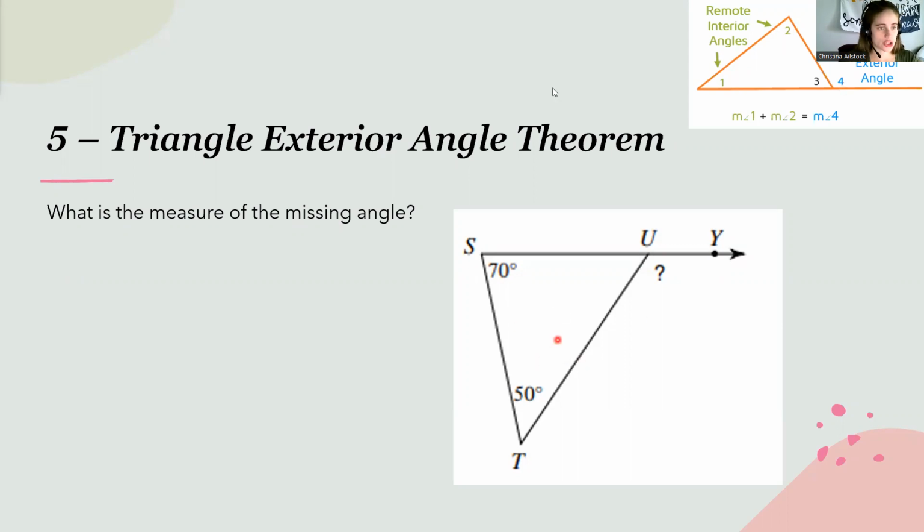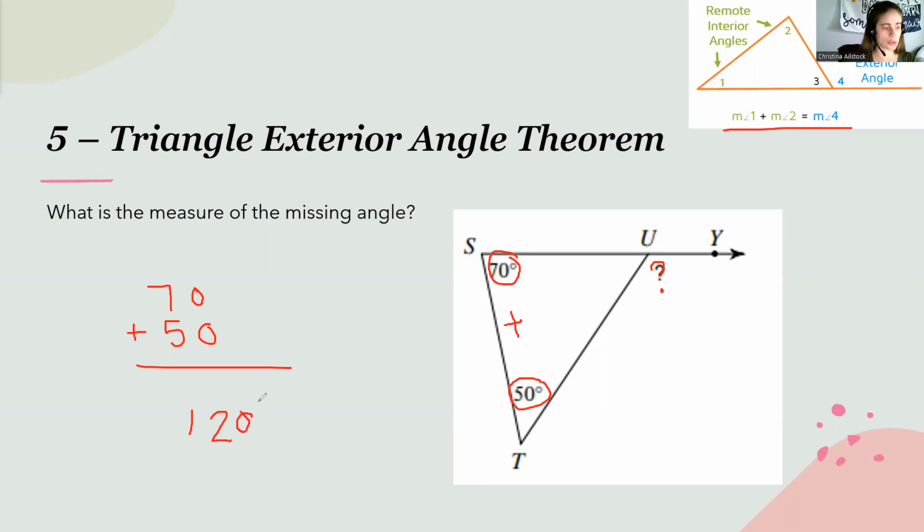So if we look at our question here, we are in fact given the two remote interior angles, and they're interior because they're inside the triangle. And we are being asked to find that exterior angle. So we can easily do that by following our formula and knowing that if I add those two together, it will equal the same measurement as the exterior angle. So 70 plus 50 would give us 120 degrees for the measure of our missing exterior angle.